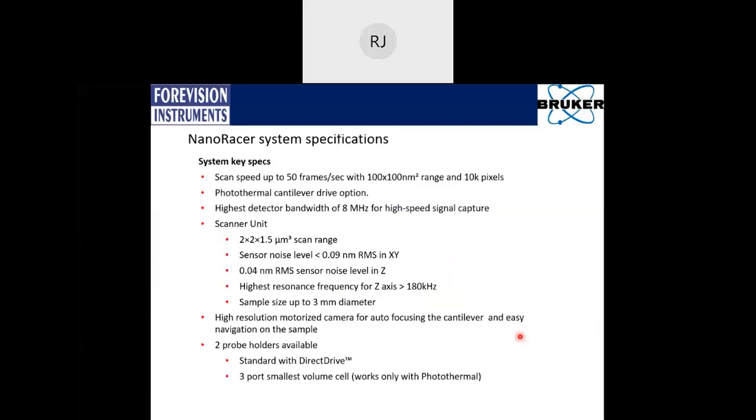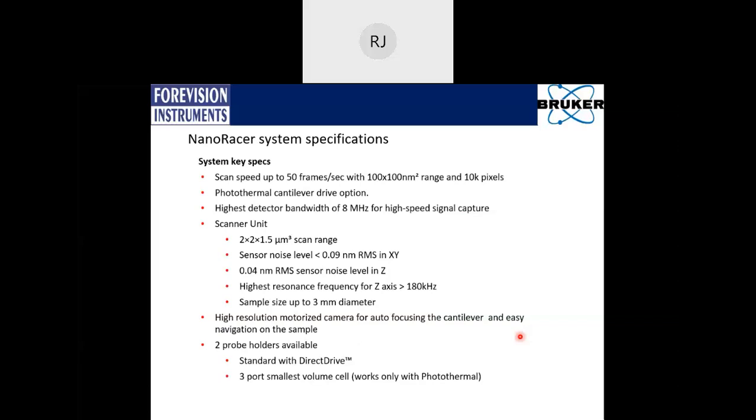The key specifications of this system: the scan speeds are up to 50 frames per second with a scan range of 100 by 100 nanometers square. It is a small area, but more than enough for single molecule dynamics, and it can give you a 10K pixel image resolution. The cantilever can be driven by photothermal tuning for a clean drive option. We have one more IR source, other than the cantilever, which you can use to excite your samples. The highest detector bandwidth is 8 megahertz for high speed signal capture.